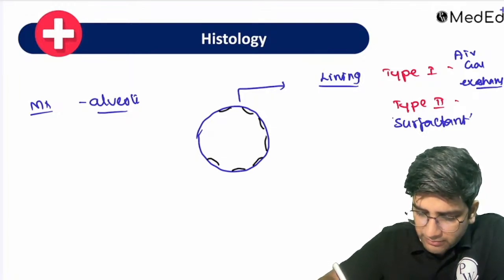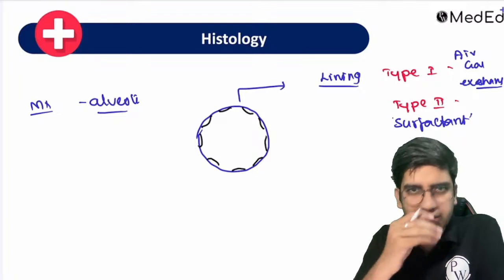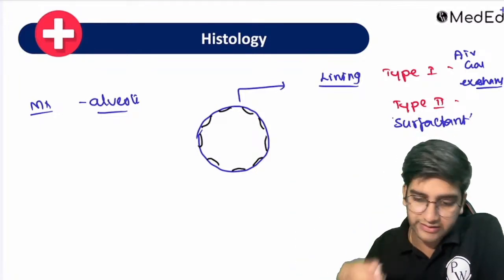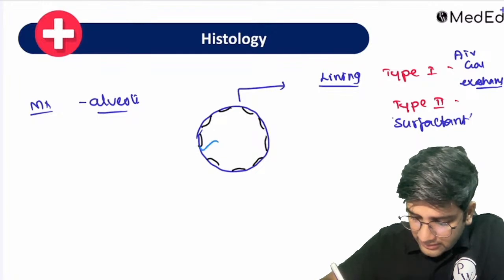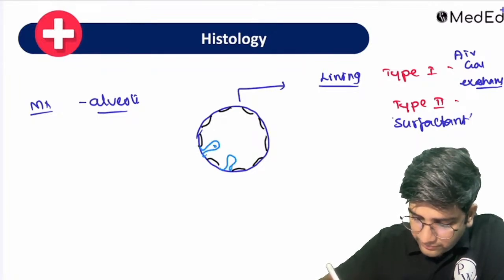It's a simple squamous epithelium. Endothelium is also a simple squamous epithelium, right? It's a very, very flat epithelium. It's going to look like this. Type 2 pneumocytes, on the other hand, have a very peculiar appearance.